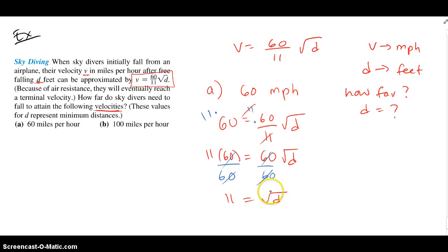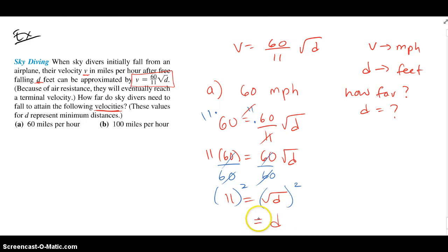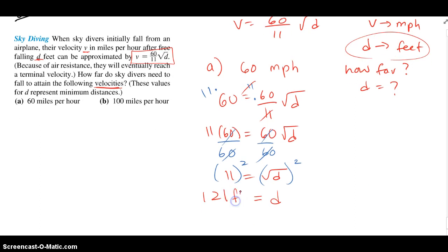Now since this is a radical equation, I can go ahead and square both sides and get d equals 121. And since we're dealing with feet, 121 feet is how far they will free fall at 60 miles per hour. We'll do the same thing for part B.